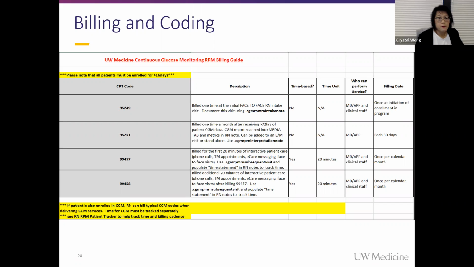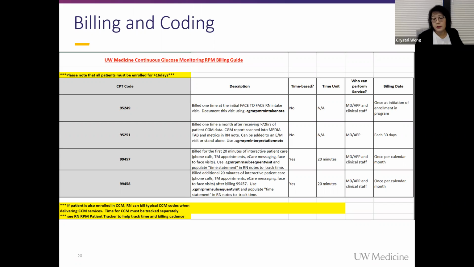Then there are two time-based codes, the 99457 and 99458. These are going to be used by the RN and RD to help bill for their time spent either doing administration stuff or even direct face-to-face conversations with the patient. They can bill these out, and those can be billed once per calendar month.